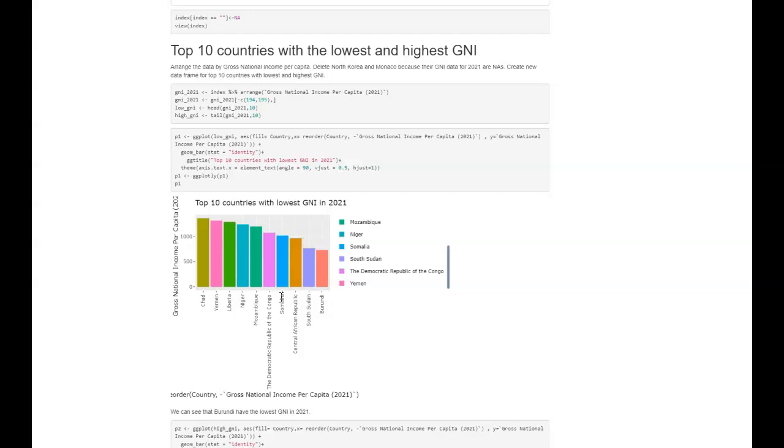To do this, I have to arrange the data, and I need to delete North Korea and Morocco from the data frame since they do not have information about GNI in 2021. So this is my first graph, which has the top 10 countries with the lowest GNI in 2021. As we can see, most of these countries are from Africa, which is not really a surprise since it is considered the poorest continent in the world, with Burundi being the country with the lowest GNI.